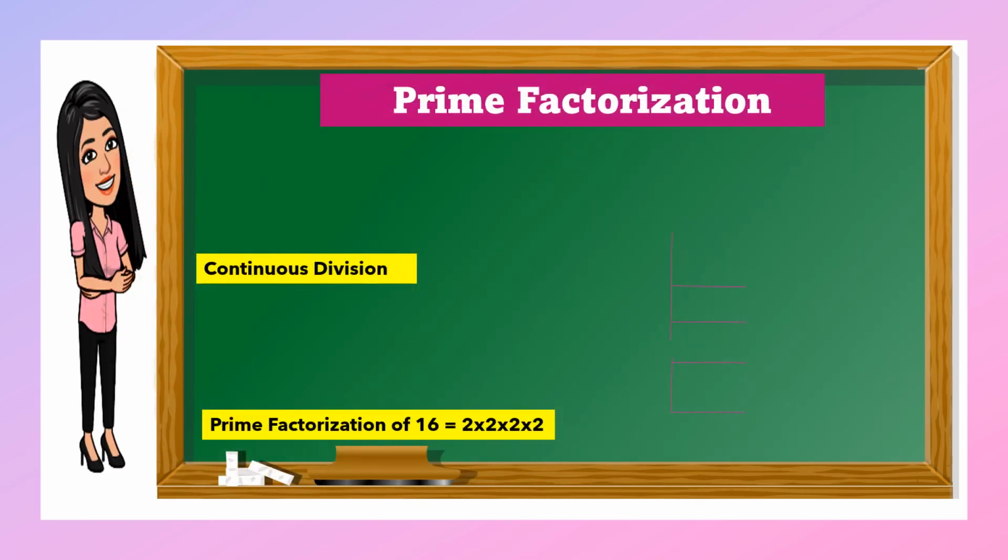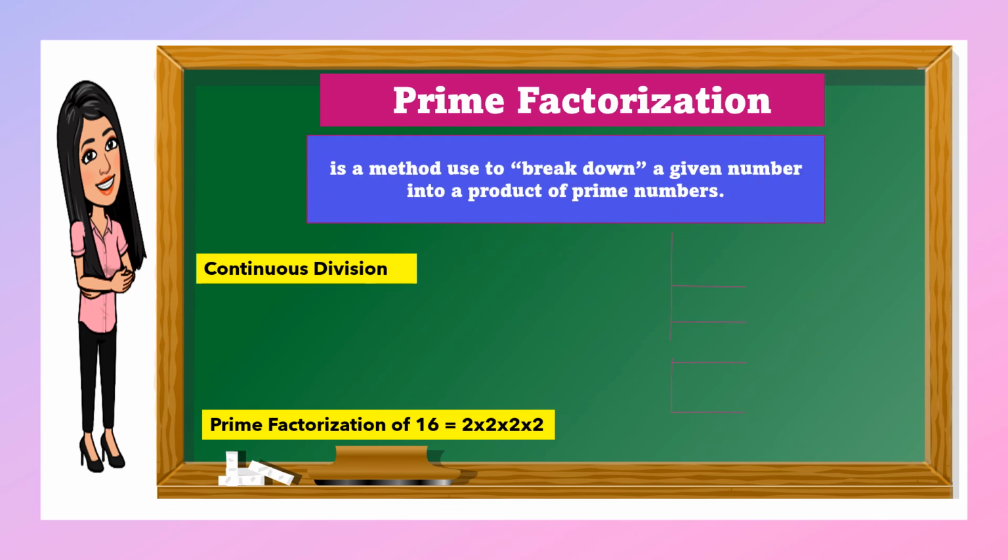Another process of using prime factorization is using the continuous division. So we will use again 16. Divide 16 by the smallest prime factor. So we will use again 2. So 16 divided by 2, we have 8. So continue dividing by the next prime factor. So think of a number divisible by the smallest prime factor.